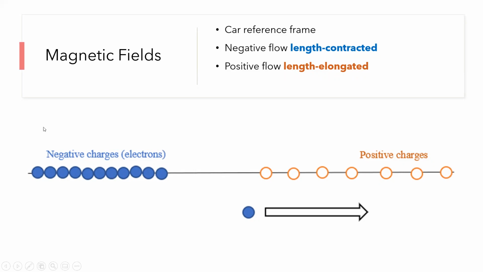So if we look at this, the negative charges are going to appear bunched up on one side and the positive charges are going to appear bunched up on the other. And if we have this, we have a difference in charge.